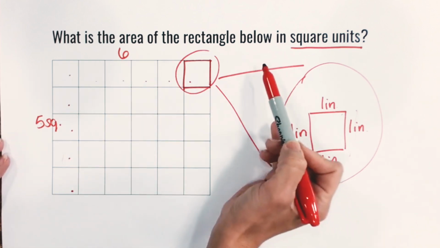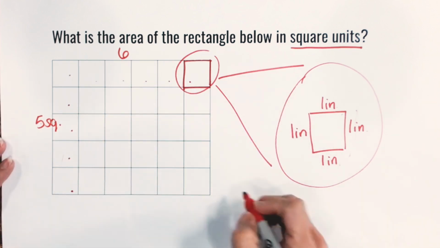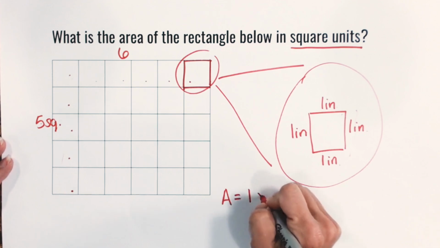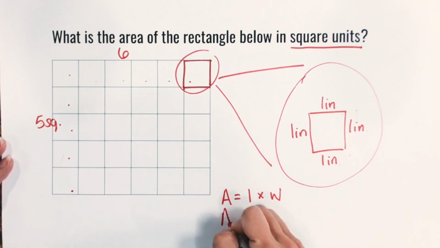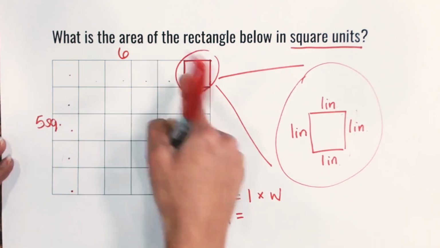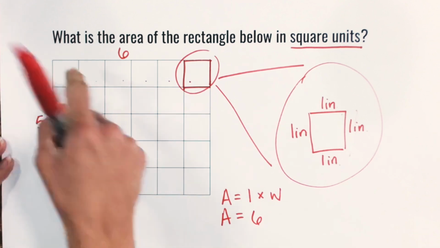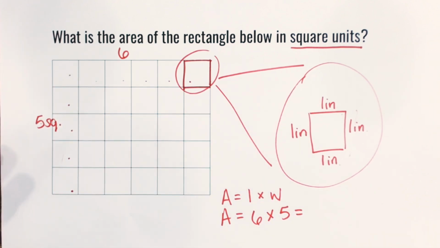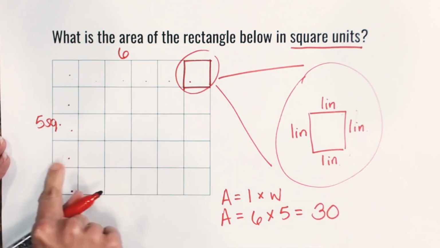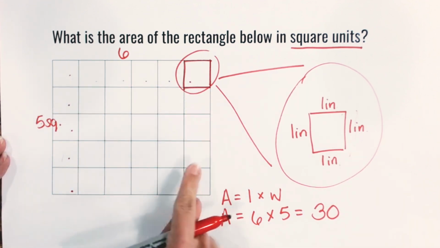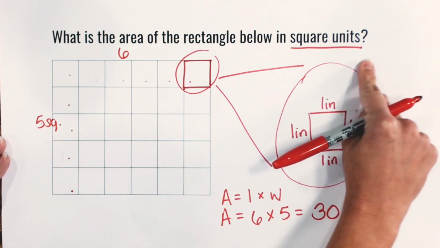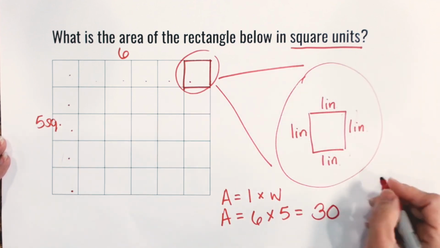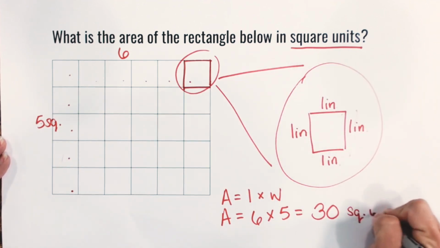So if we're applying that area of a rectangle formula, which is length times width, we would say the area is the length, which is 6, times the width, which is 5, so 6 times 5. 6 times 5 is 30, but that's not where we stop. Because we're finding the area and we're looking for square units, it would be 30 square units.